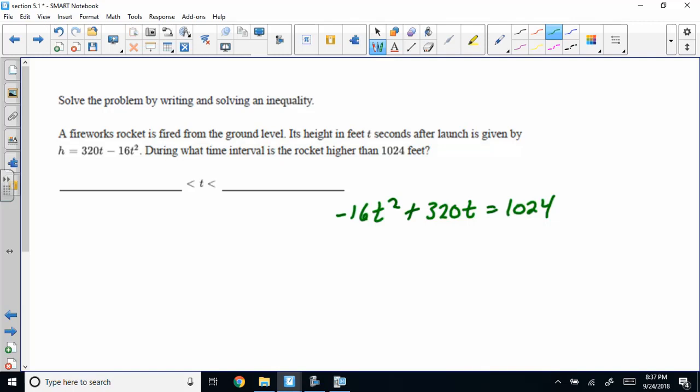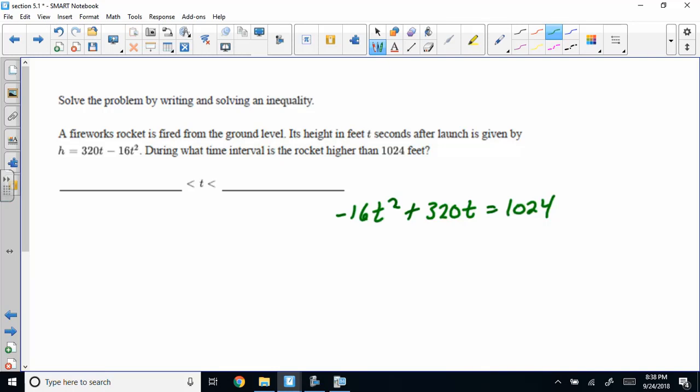But look at those inequalities. Those aren't equal to, are they? So if it's higher at 2 and 5, if I put 2 and 5 there, I'm good. If it's 1024 at 2 and 5, I'm good, because it's not equal to. It's greater than and less than, not greater than or equal to or less than or equal to. So if I put those designated points, I'm good, right?